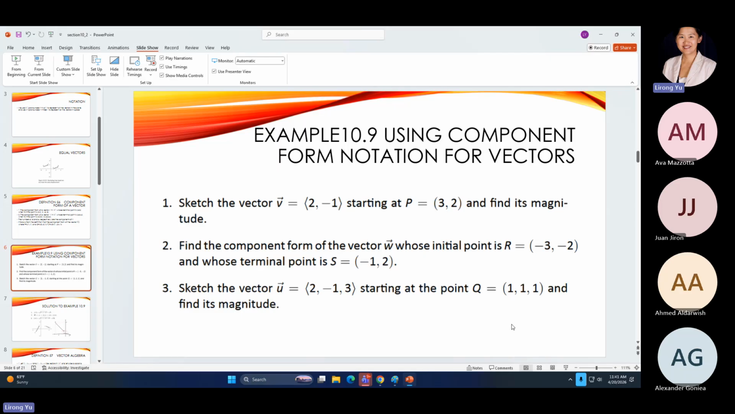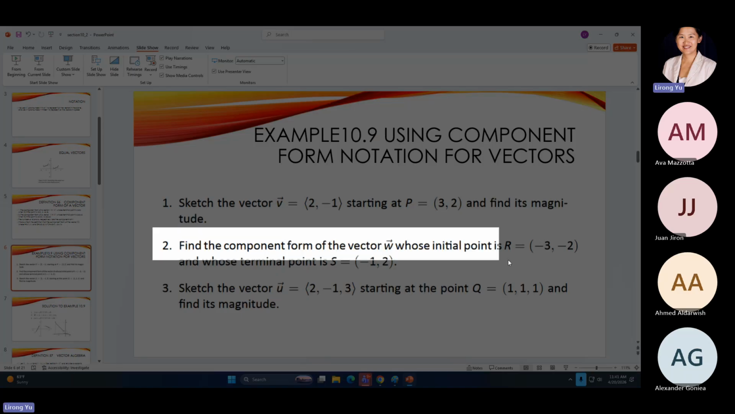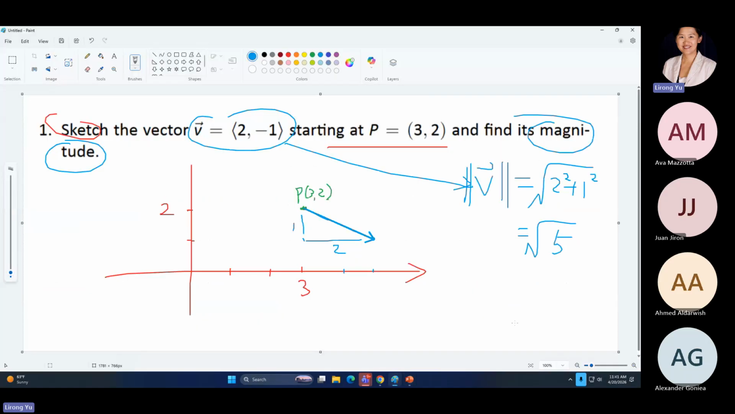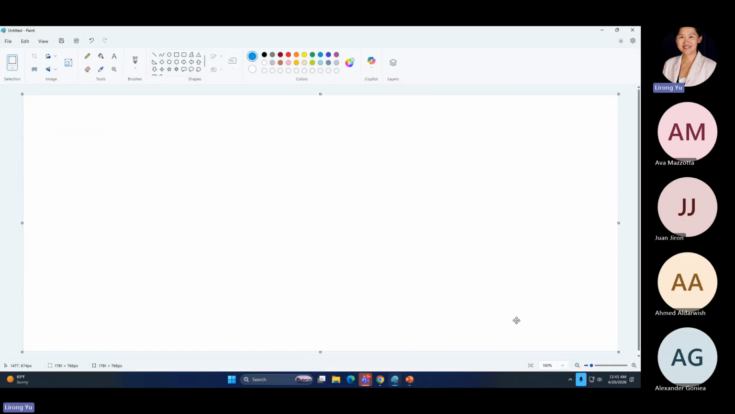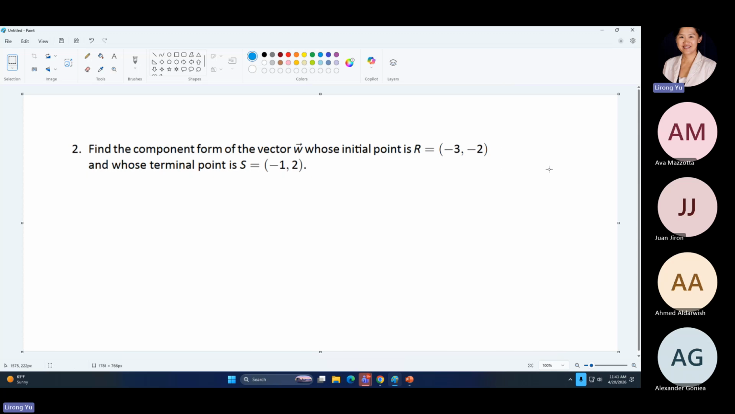The task is to find the component form of the vector W, whose initial point is -3, -2, and the terminal point is -1 and 2. So this is the second question. It's a different question. So you can see I'm trying to understand it from both the algebraic way and also the geometric way. This question asks us to find the vector with known initial point and terminal point. In the second question, there's no drawing involved, right? Just finding the component, right?